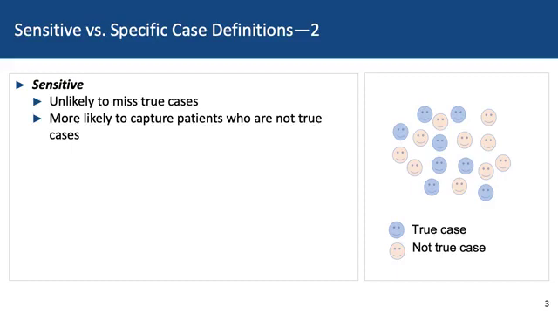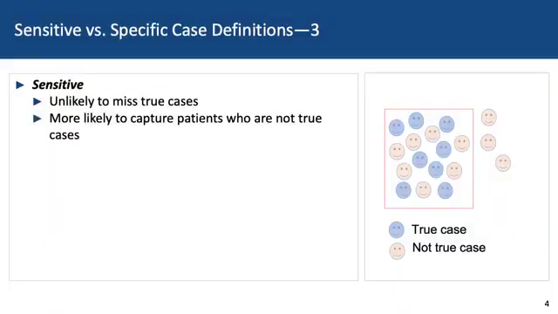Here on the right side, you see a population of patients. They're in your health facility, let's say, and the patients with blue faces are those which are true cases. The patients with peach-colored faces are those which are not true cases. So typically, if your case definition is sensitive, you're going to be capturing most of those true cases. It'll look something like this.